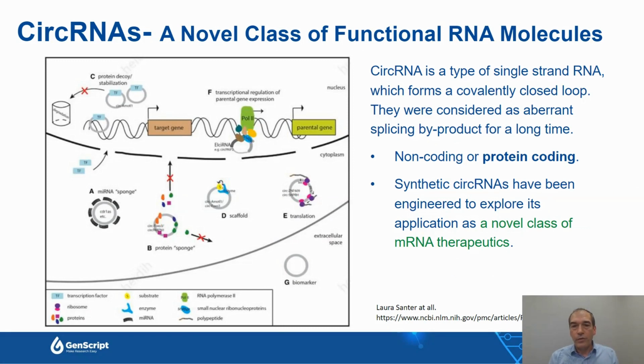We are also starting to offer circular RNA services. Circular RNAs are a very novel molecule for therapeutics. Until recently, they were considered as aberrant splicing byproducts, and not much about their function was known. However, now there have been many papers coming out that have identified various functions for these circular RNAs. Some of the functions are as miRNA sponge, protein sponge, basically regulating translation, and so on, various functions.